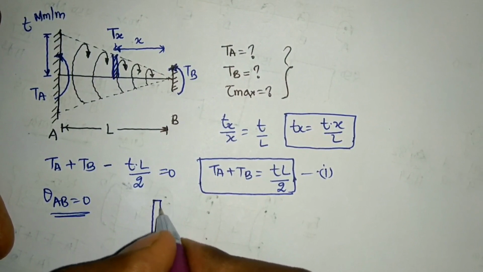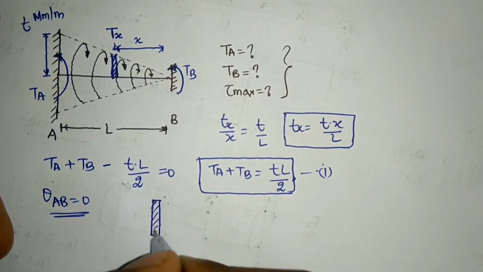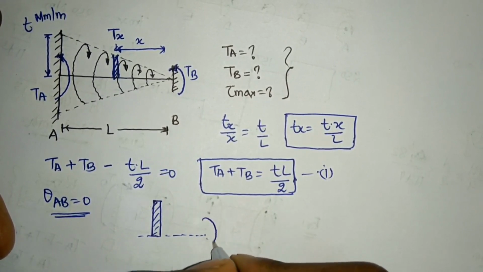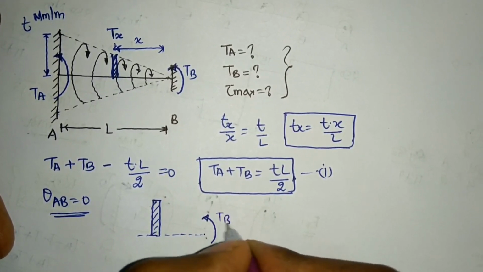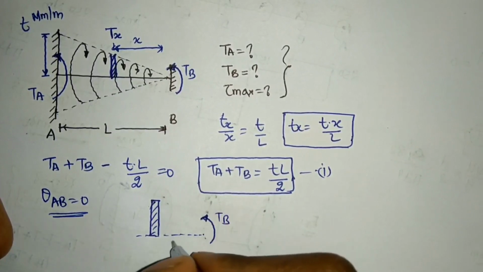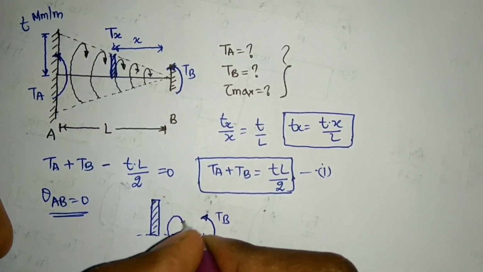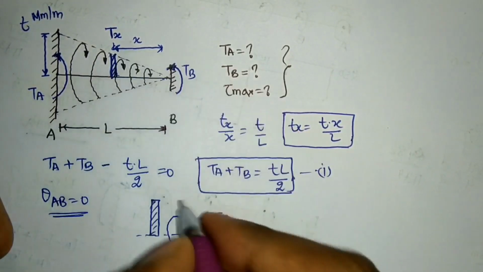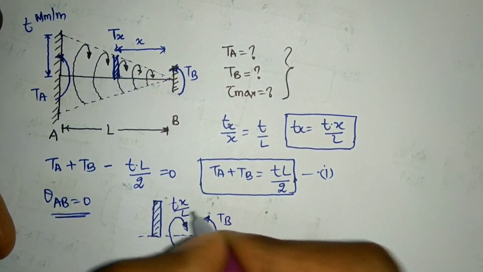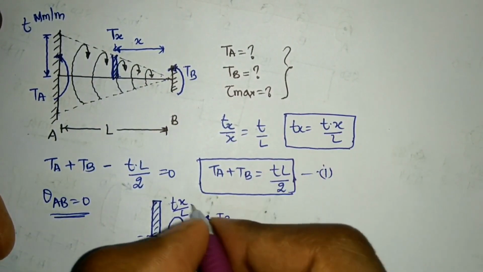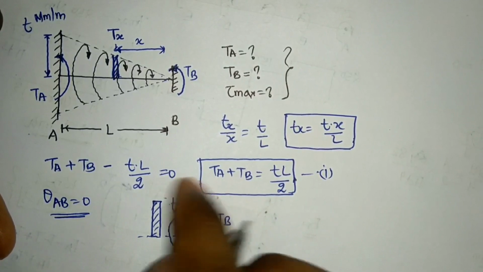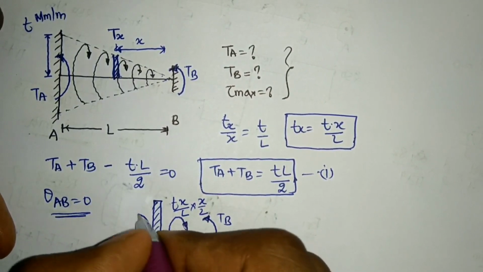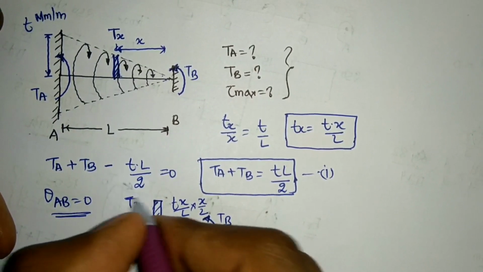This is the element that I am talking about. Over this element, from the left side, on any one side I can take, there is a TB value here. And then there is a distributed torque, and the distributed torque value will be T into x by L, that was the height, into x by 2, because of the area of the triangle. That will give me the reaction on this element, that is T at any x.